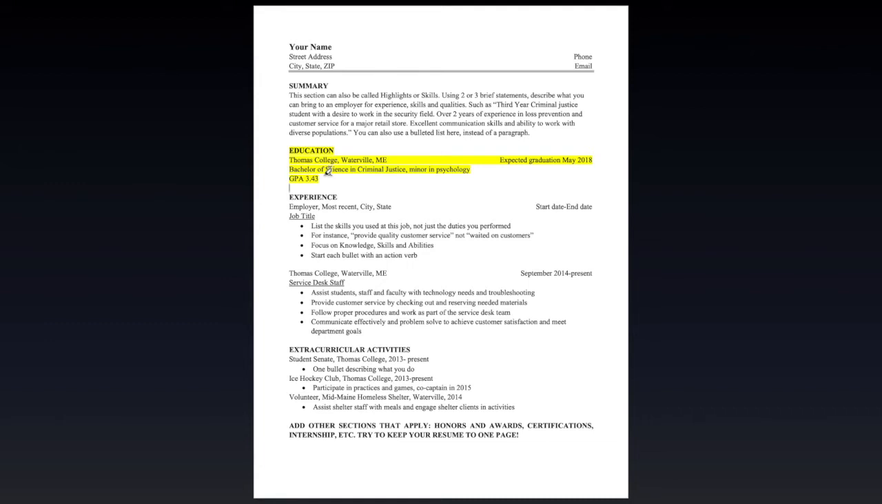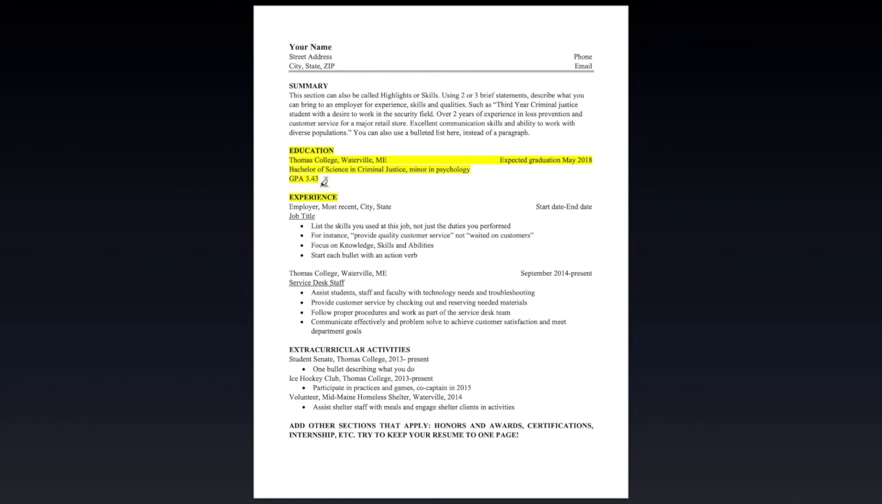Once you've been out in the world for many years, the education part might slip to the bottom of the resume because you have more relevant work experience that you want to highlight, and maybe you want your work experience to be higher on your resume.